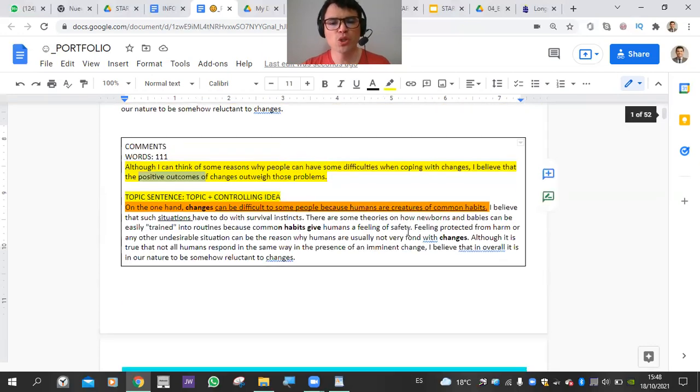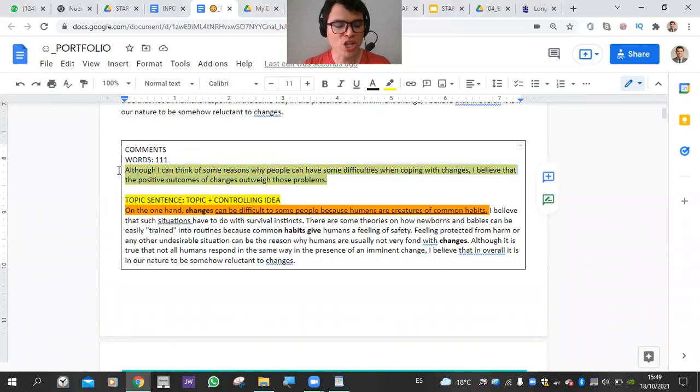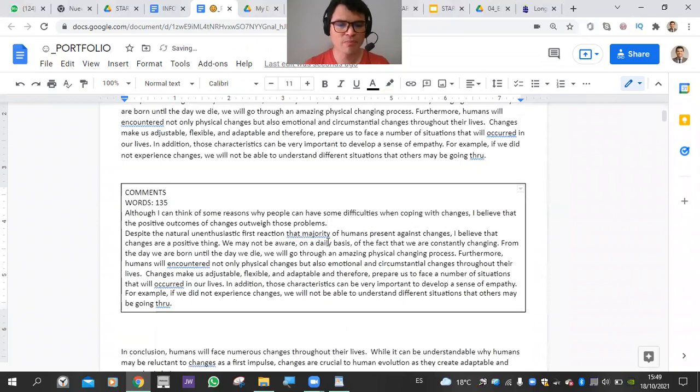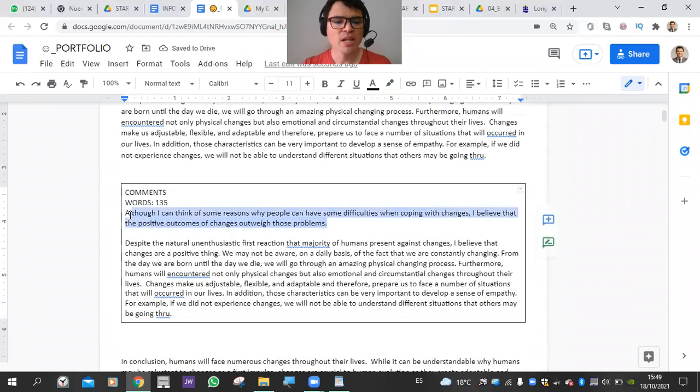Now, next paragraph. To correct the next paragraph, we also need to bring down the thesis statement. And remember, the thesis statement is usually the last sentence that you write in an introduction. Okay, so that is going to guide your writing process. Now, despite the natural enthusiastic first reaction that the majority of humans present against changes, I believe the changes are a positive thing. Yes, they are a positive thing.